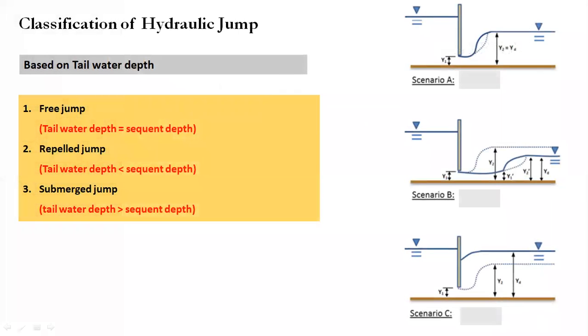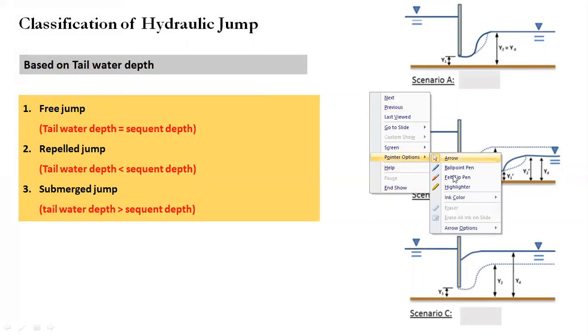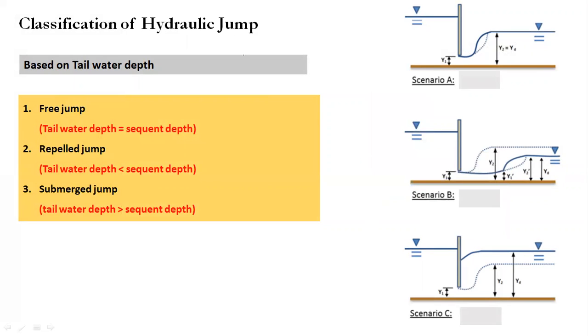So in the last class we saw how we can classify the hydraulic jumps based on the tail water depth. The first classification was free jump. Free jump will occur when the tail water depth is equal to the sequent depth.